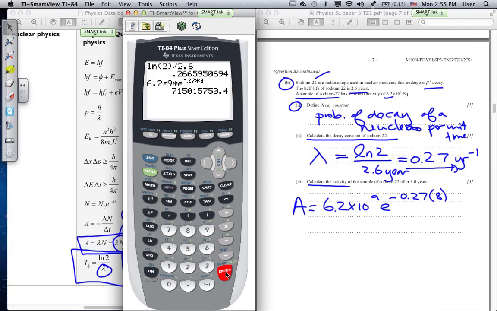Enter. Now we get here a long number, but we only want two significant figures. So two significant figures would be 7, 2, and I've got 1, 2, 3, 4, 5, 6, 7, 8. So 7.2 times 10 to the 8. That would be my activity. So 7.2 times 10 to the 8 Becquerel.